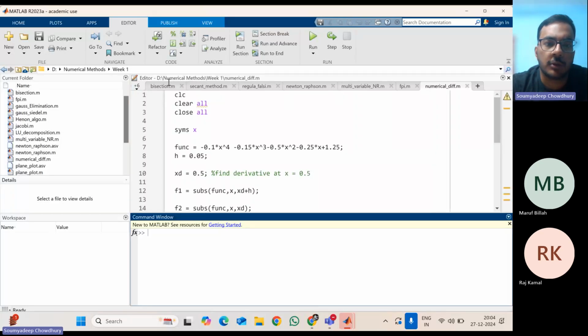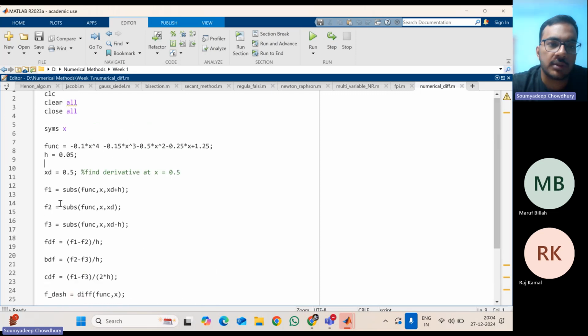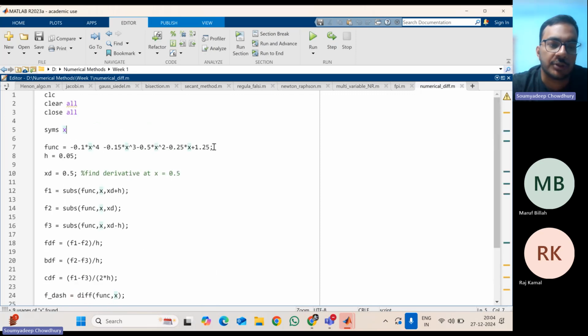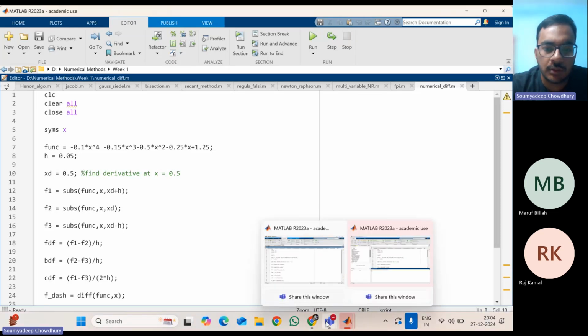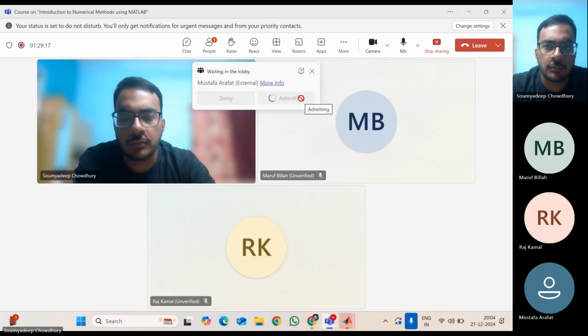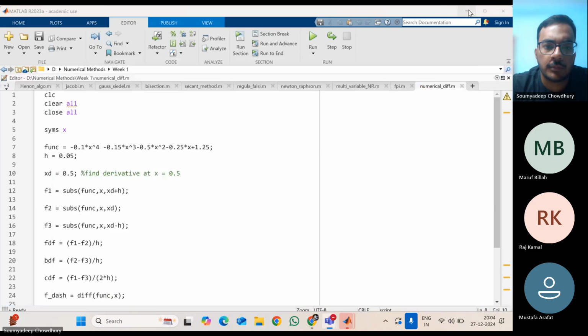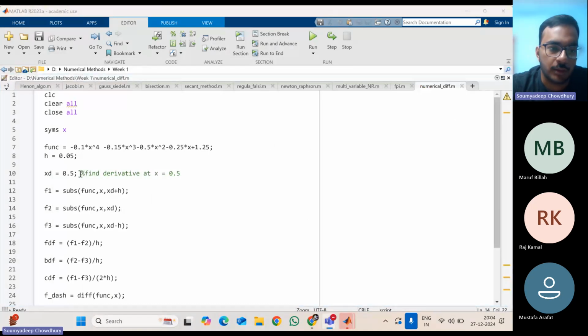So here, this is my code. I have used a symbolic variable x, and then I have defined my function. Then I have taken a particular h value, the step size, and this is xd, the value of x for which we want to find the derivative. Here xd is the value at which we want to find the derivative.